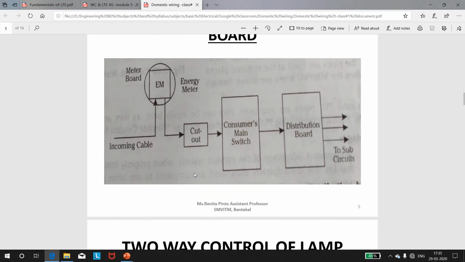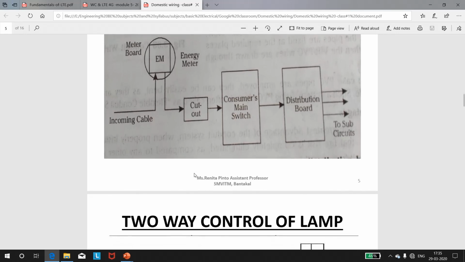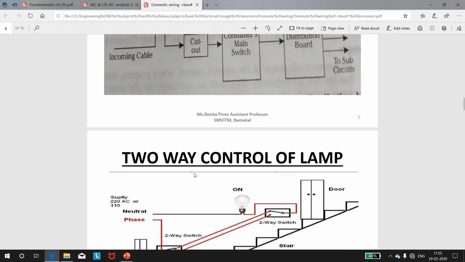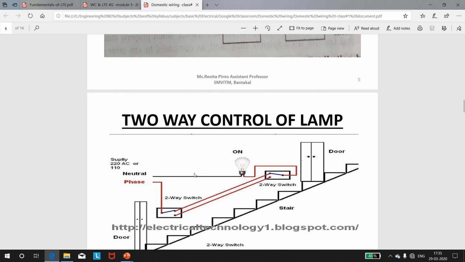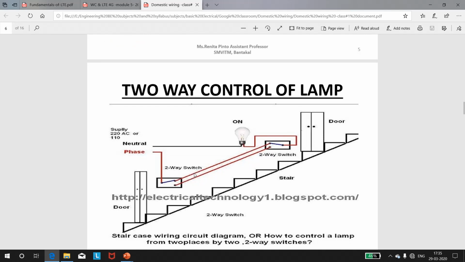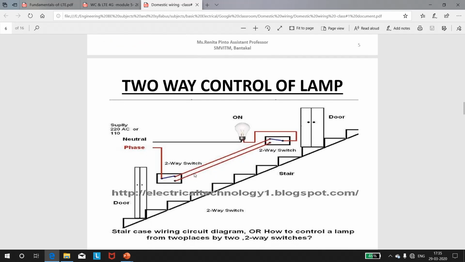So next, let us see two different ways of controlling a lamp. So we have got two ways. One is the two-way control of lamp, where you're going to control one lamp using two different switches. The second one is the three-way control of lamp, where you are going to control one single lamp using three different switches. First, let us go through the two-way control of lamp.